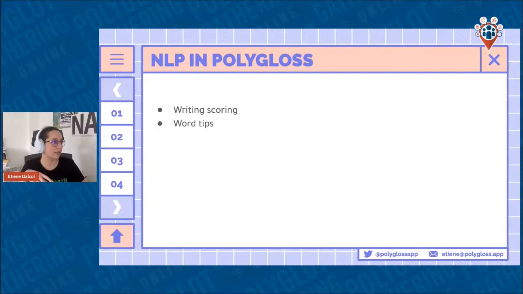Right. So given that, how do I use computational linguistics in Polyglots? I used it in two instances so far. The first one was evaluating and correcting, because if there isn't a correct answer, then how do I know if what you're writing is correct, if you're getting better at the language? And the other one is generating tips.